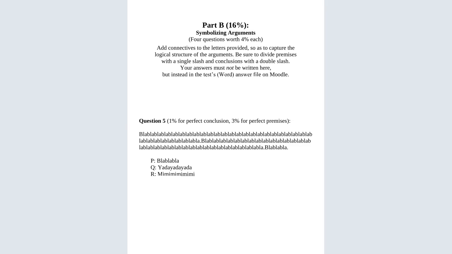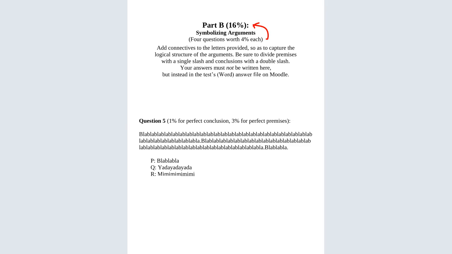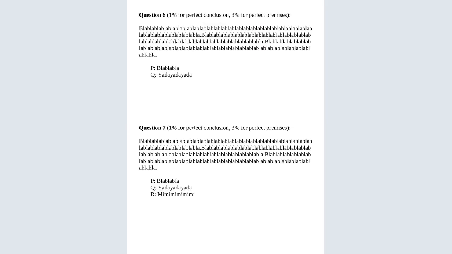So part A, part B, 4 questions times 4 makes 16%. Part A was worth 4%. The whole thing adds up to 20%. I keep the math nice and simple. And then you have here again, I just say blah, blah, blah. But you'll notice I give you our scheme of abbreviation, like what letters stand for what. That will already be given to you underneath.